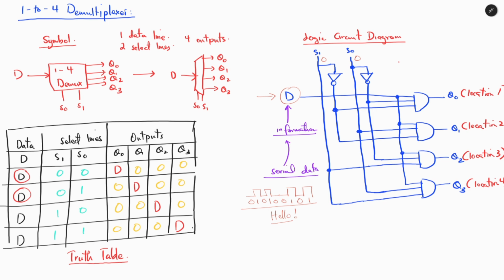Now we know that for the AND gate, the output is high only when all the inputs are high, else the output will be low. Now we can see that we can have 0, 0, then when it is inverted, this becomes 1 and this becomes 1. And since this data is available at the input, we will say this is 1, so this data will be passing through.